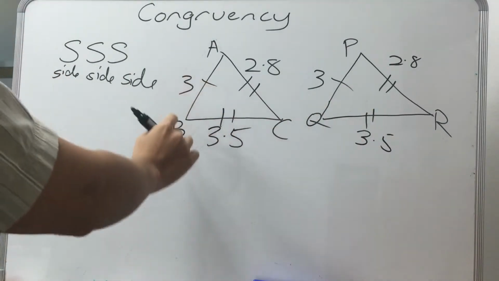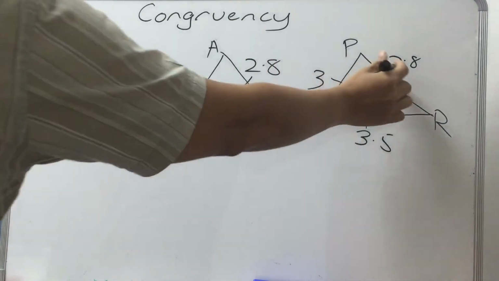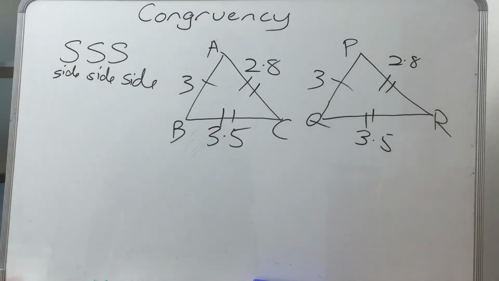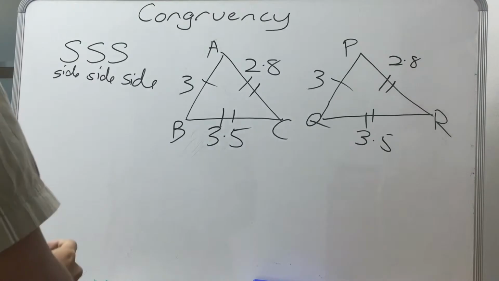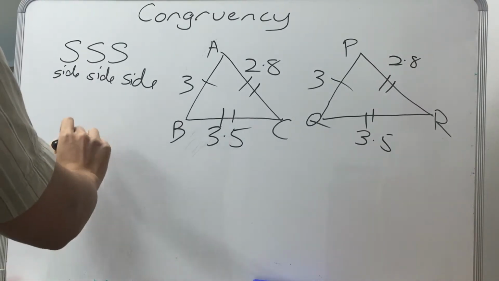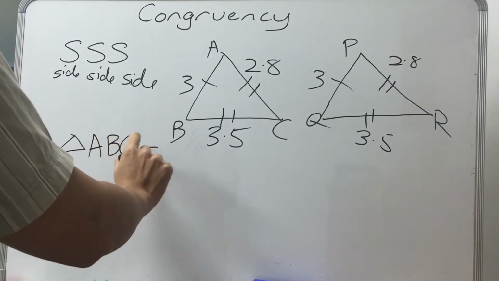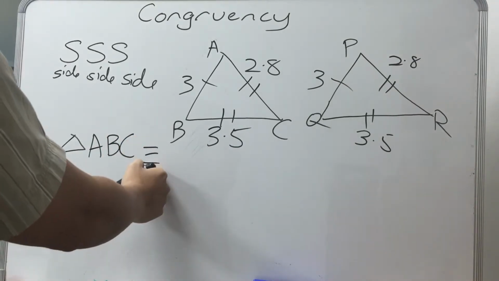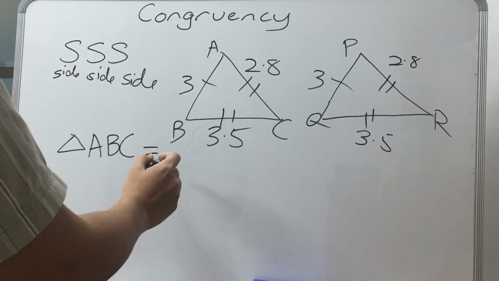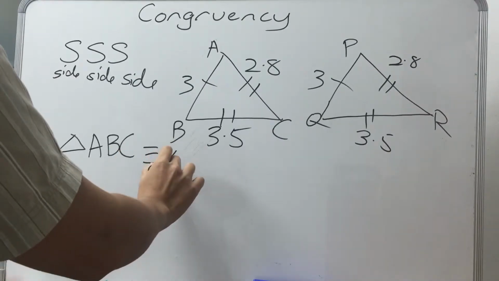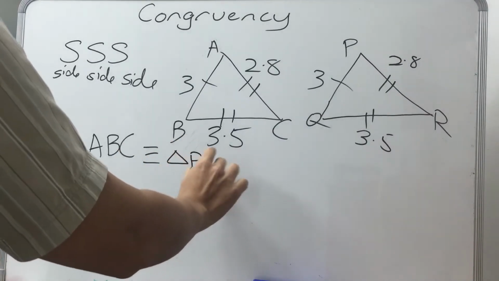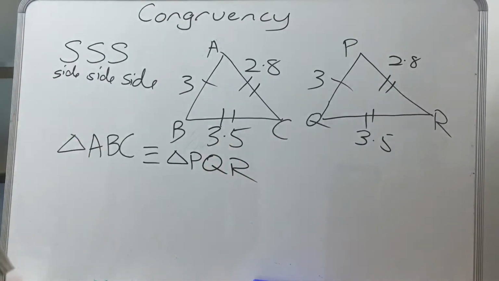Under this side rule, they are congruent. They are the same. They are congruent triangles. So we will write these two triangles as triangle ABC is congruent, you write 3 horizontal lines, to triangle PQR. Okay, so we go on to the next test for congruency.